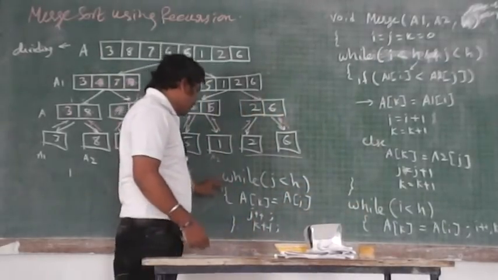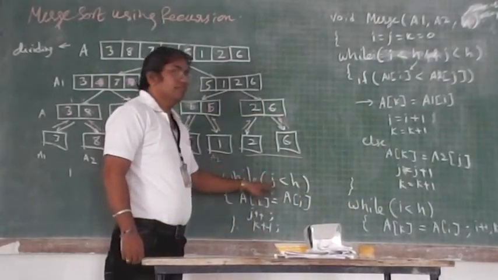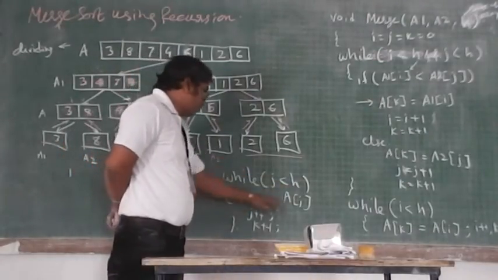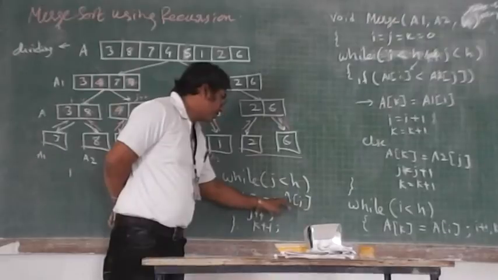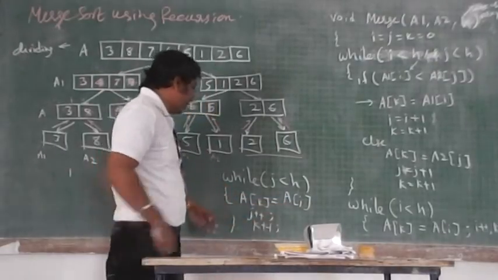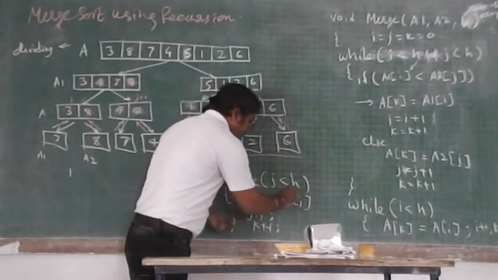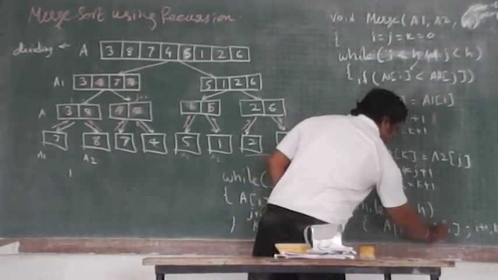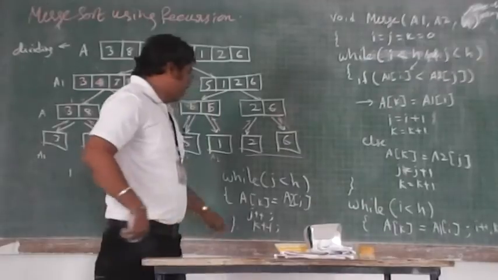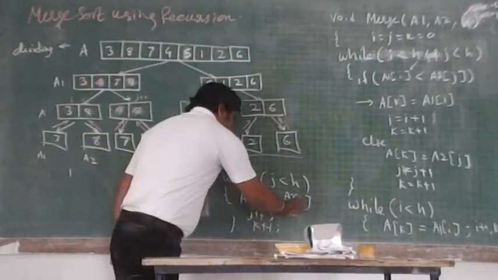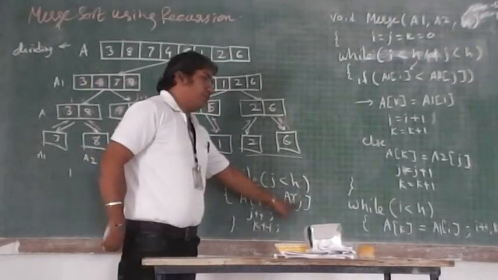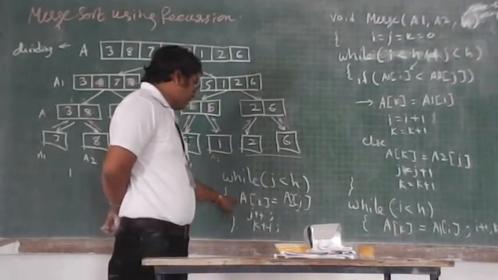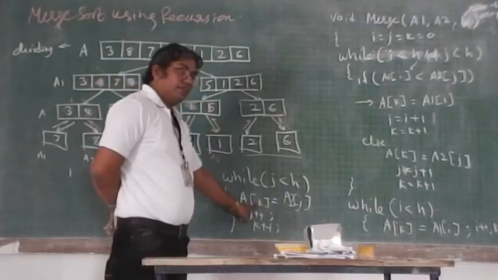Control comes to the next statement. Here while j is less than h, what is j? 0. 0 is less than 1. So A0, this is A1, A2 सर. यहाँ पे क्या होना चाहिए? A2. यहाँ पे क्या होना चाहिए? A1. So A2j, this is j, huh? A2j, what is the j value? 0. A2[0] should go to where? K. What was the k value?